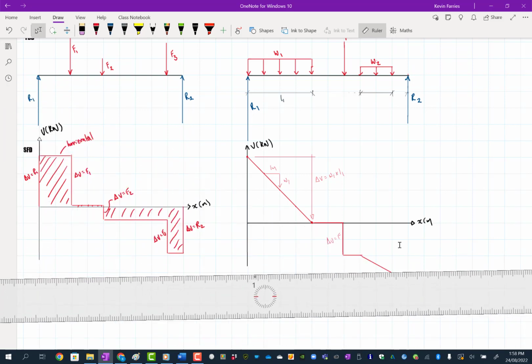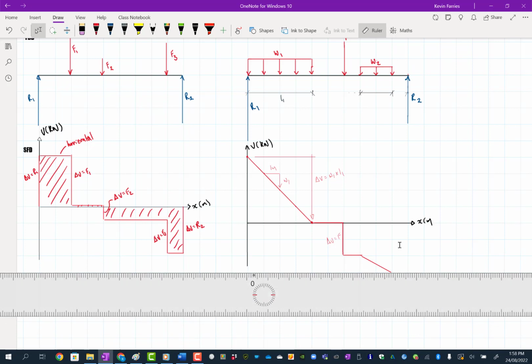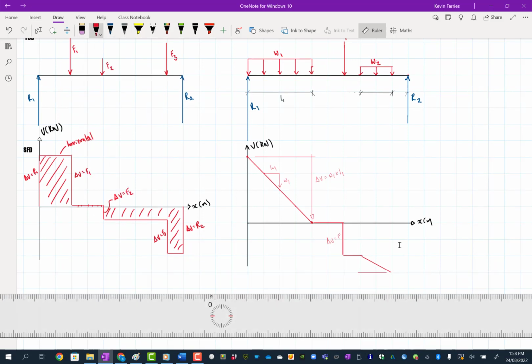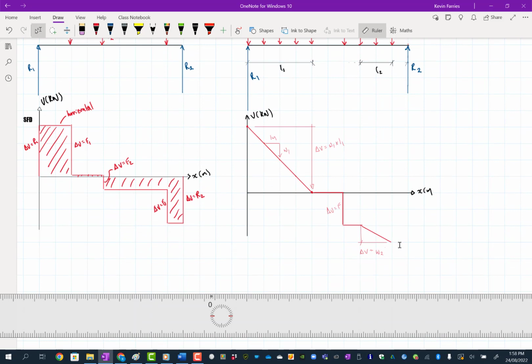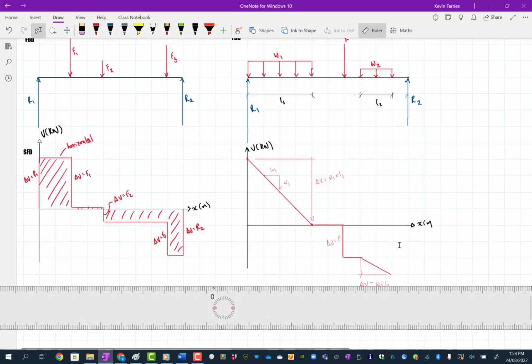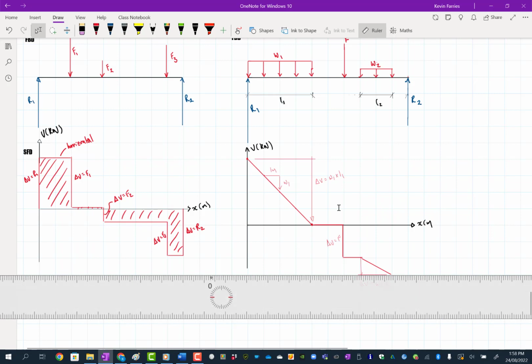Let's just draw this on. So for here, the change in shear, this is an annotation, so it should be thin. The change in shear there is just going to be equal to the magnitude of that line load times its length, and I haven't given it a length. So this should be L2, this should be L1. So it's going to be W2 times L2. And then there's a little bit of a gap until the next force, so it would go horizontal again.